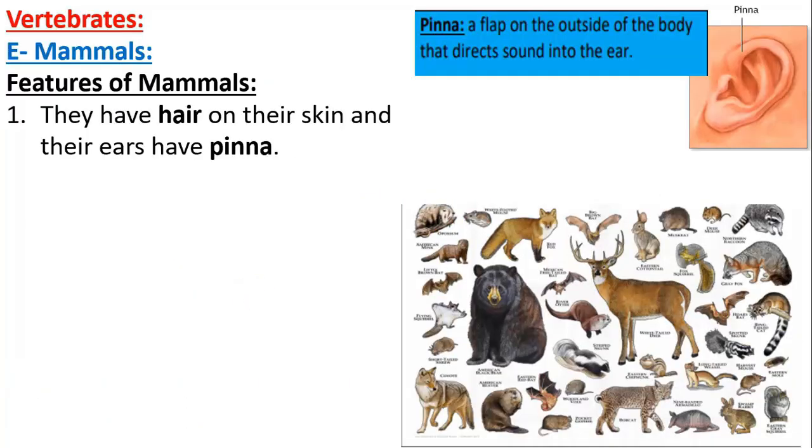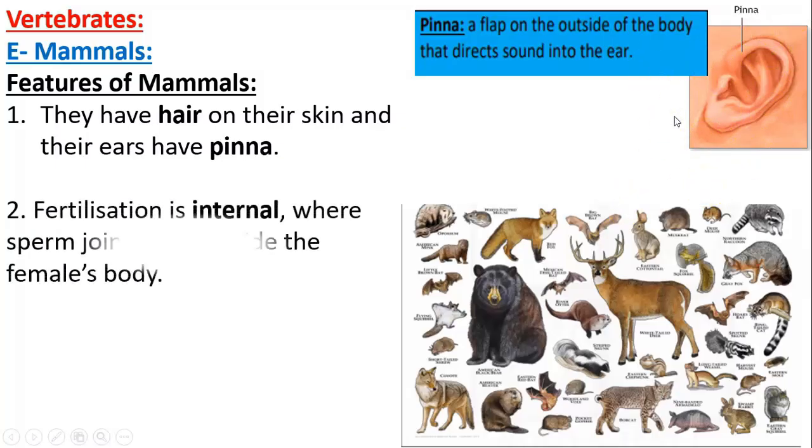So all mammals have hair on their skin. Also, they have ear pinna. What's an ear pinna? An ear pinna is the flap outside of the body that directs sound into the ears. Can you see here? This is the ear pinna.